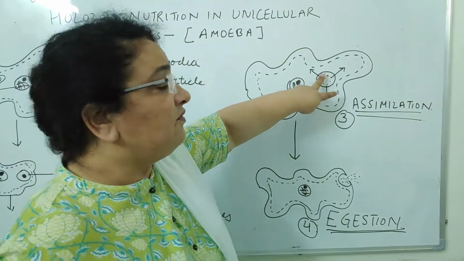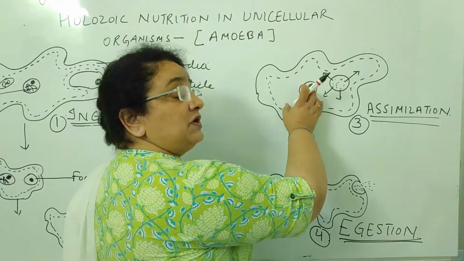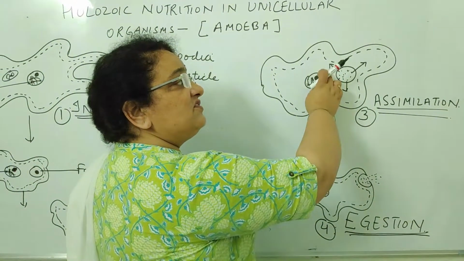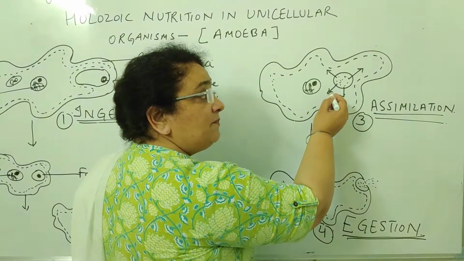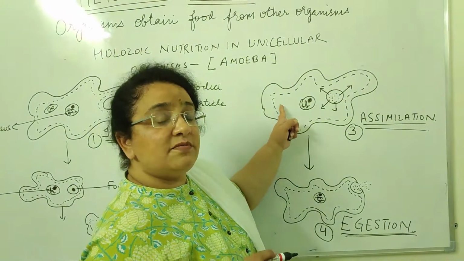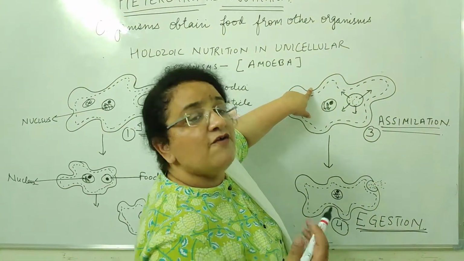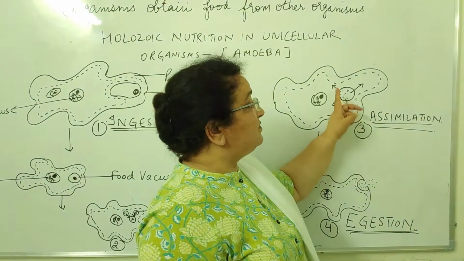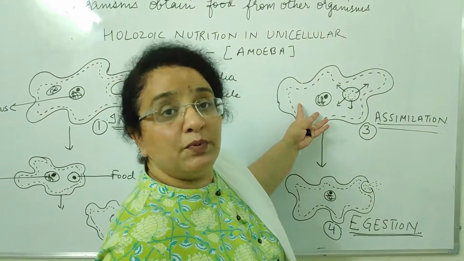Now once the food is digested, what is the next step? It has to be distributed. Since it is only a single-celled organism, it has to be distributed in the entire cytoplasm. So from here the food will be diffused out and distributed in the cytoplasm, and it will go into the mitochondria for the breakdown. This step is known as assimilation, that is, distribution of the food to the various sites wherever it is required to be broken down.